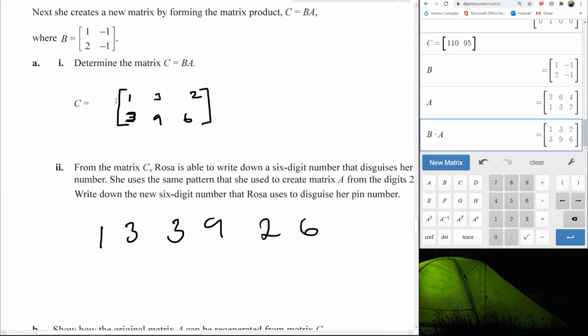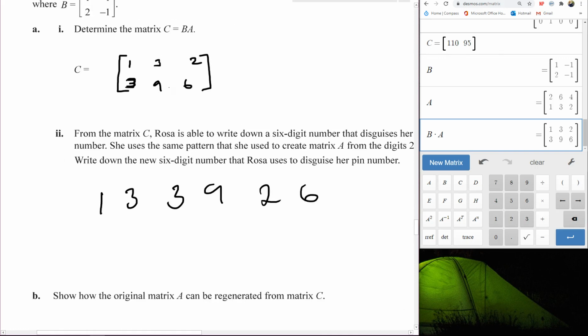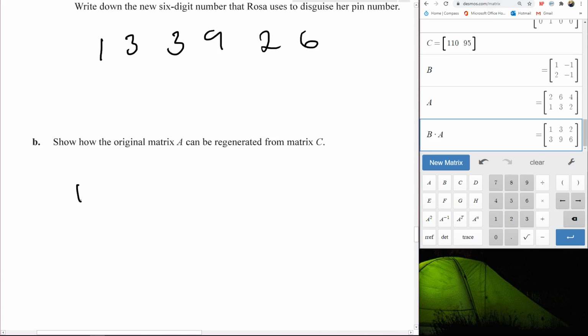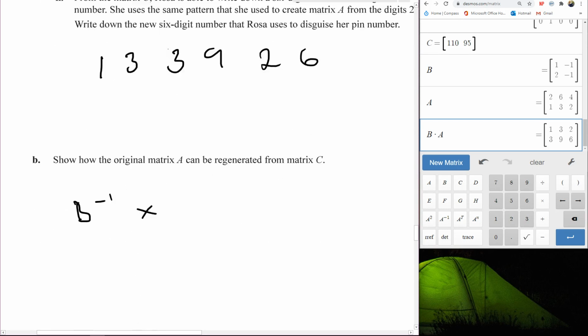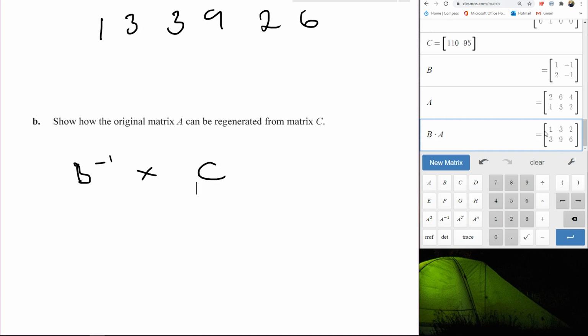So now we have to decode this matrix. In order to decode it, remember, we get the coding matrix and we inverse it. So we're going to go the inverse of B multiplied by matrix C, to decode her PIN number. Remember, B times A gave us this matrix, represented by matrix C, 133926, and we need to decode that.